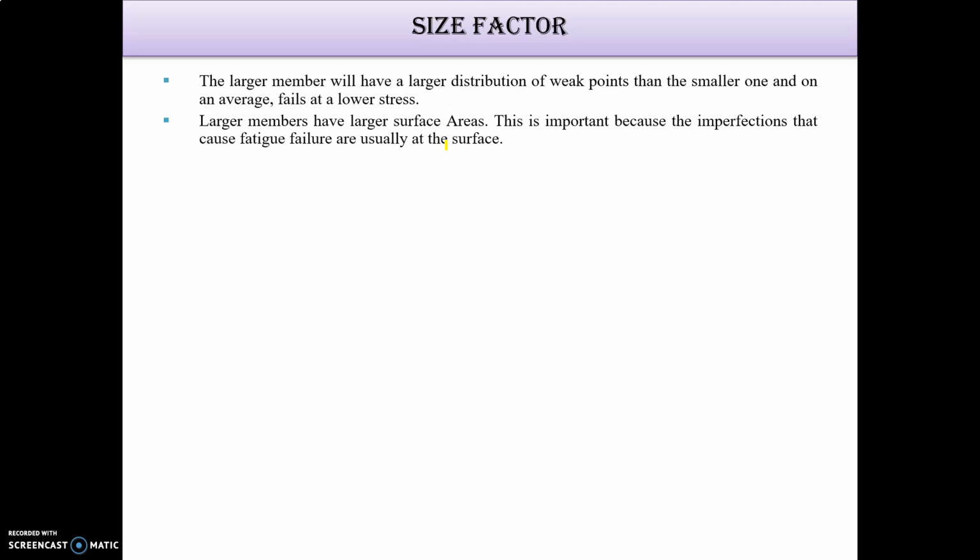Now, the second factor is the size factor. Size really matters because a large number of stresses occur on the surface only, and scratches occur on the surface. If the surface is large, definitely more scratches can be there. So if a component is smaller, it will have a good endurance limit. If a component is bigger, it will have a lower endurance limit. So endurance limit reduces with increasing size of the component, as I told you.